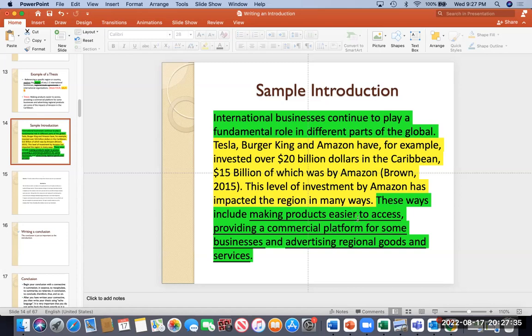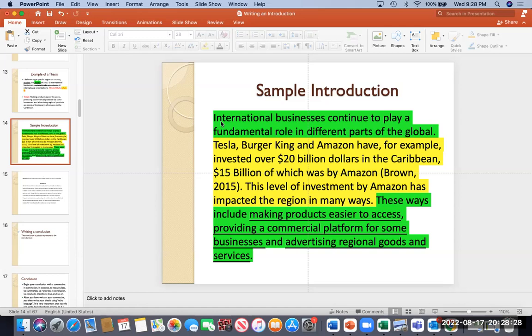What would be your second point to be developed? Jerome, what would be the second point? Jerome, are you there? Kenya, what would be the second point to be developed? Kenya, are you there? Yes, sir. I'm reading it, sir. I'm trying to figure it out.